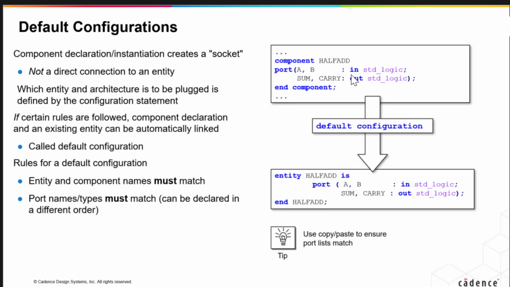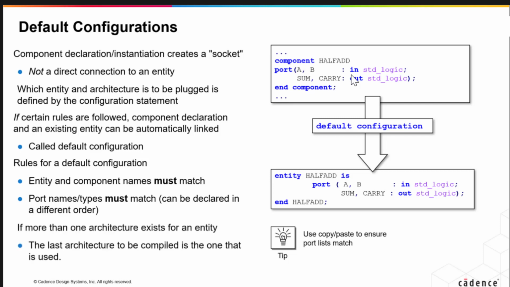When the names and port lists of the component and the entity are identical, we don't need to write an explicit configuration. The simulator can link the component and entity automatically. This is called a default configuration. If you are using a default configuration but have more than one architecture for an entity, the last architecture to be compiled is the one that is used.